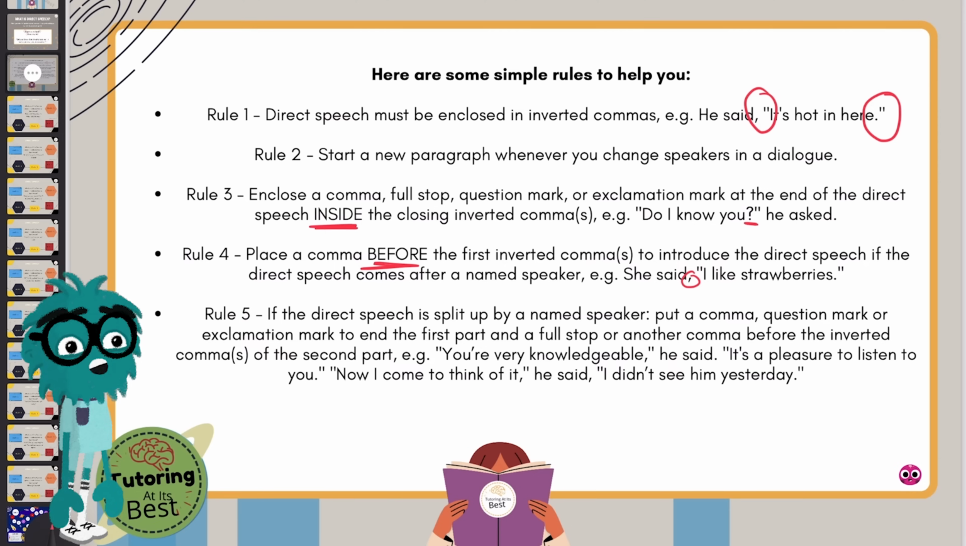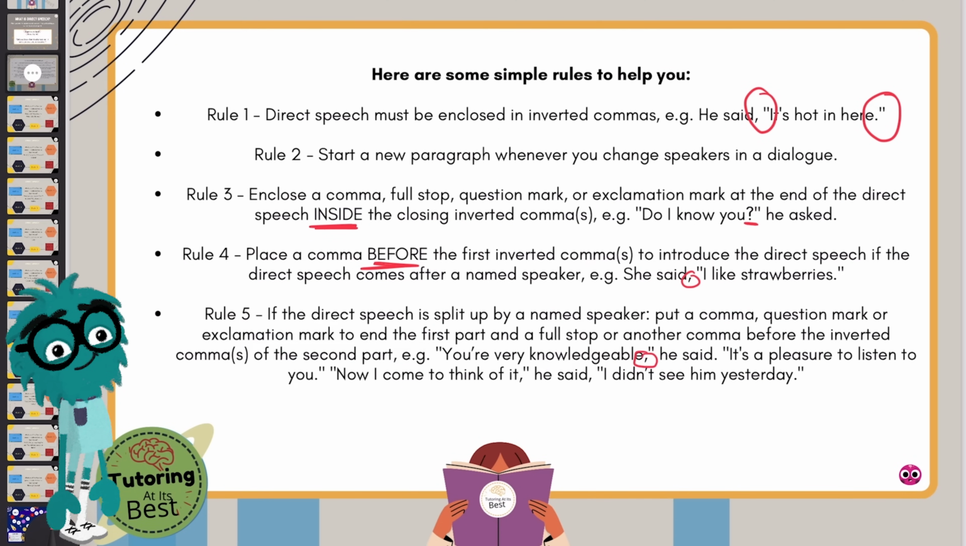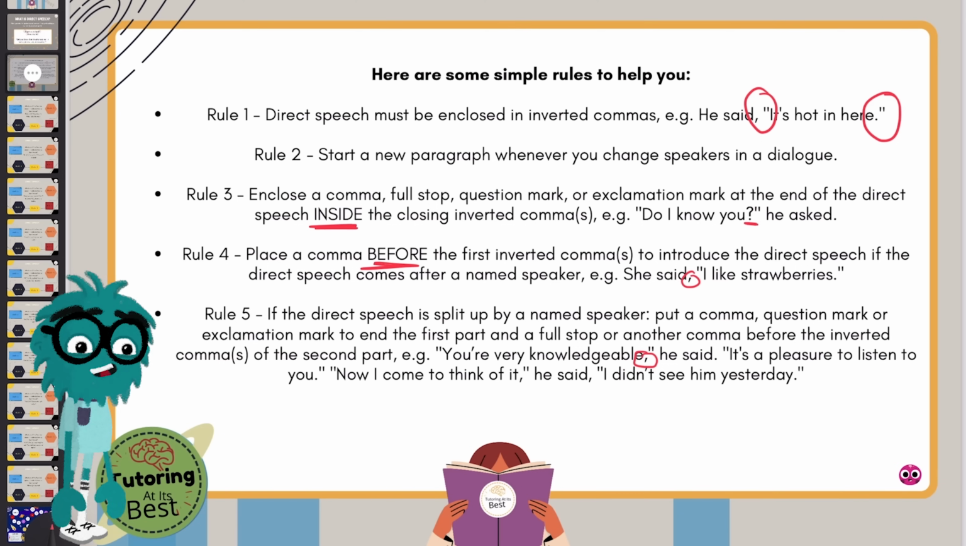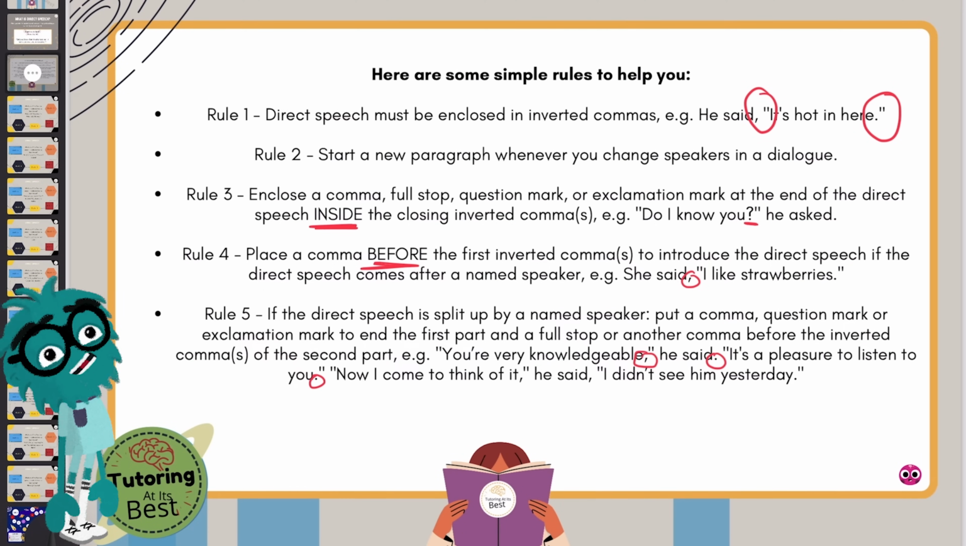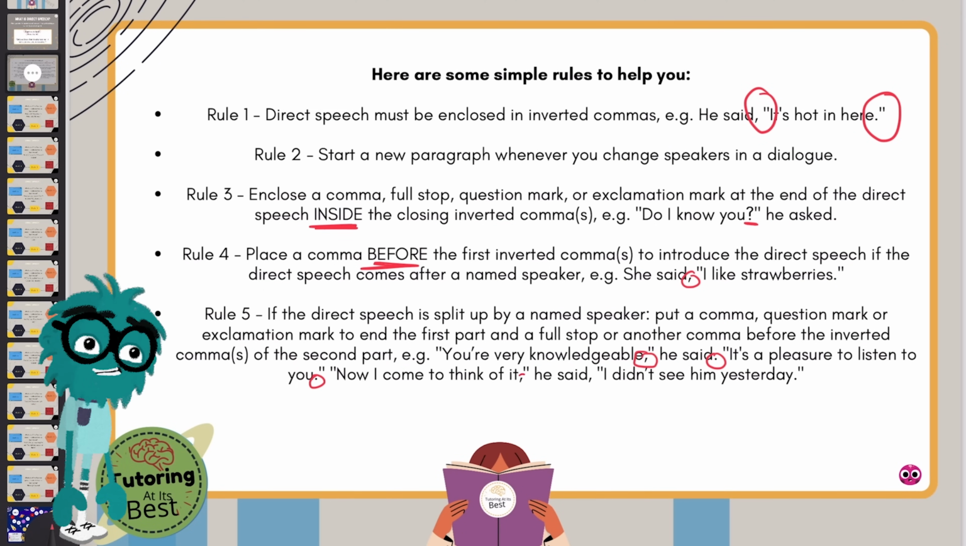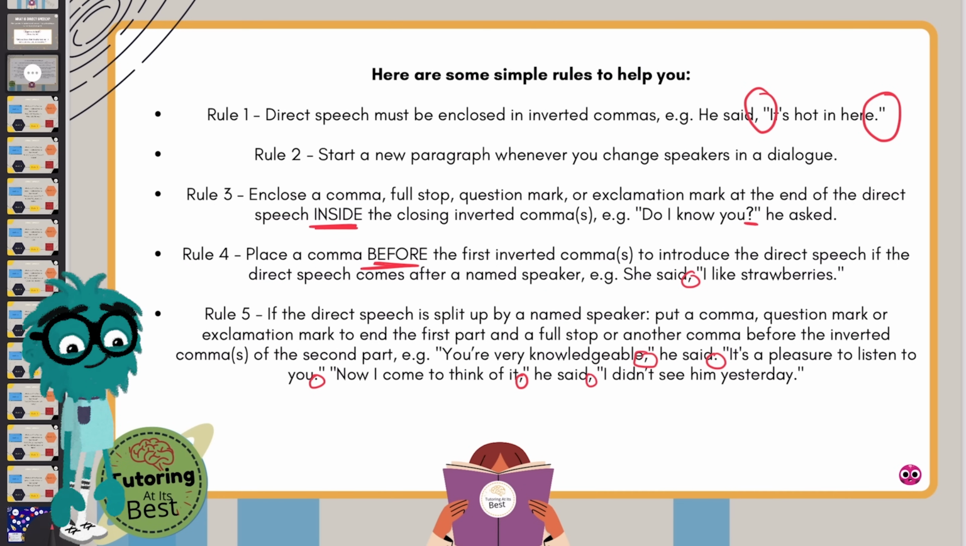So as you can see here, we've got a comma at the end of the first part. And then we have a full stop or even another comma before the inverted commas of the second part. "It's a pleasure to listen to you," full stop. "Now I come to think of it," comma, he said, and another comma, "I didn't see him yesterday."